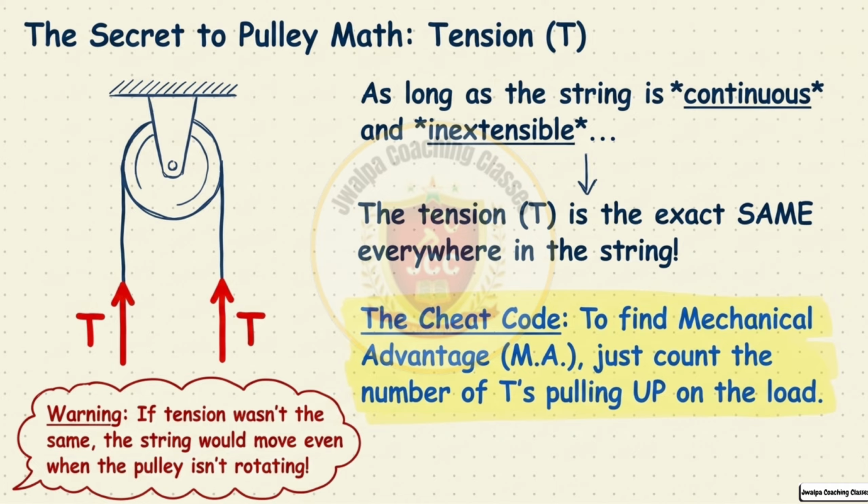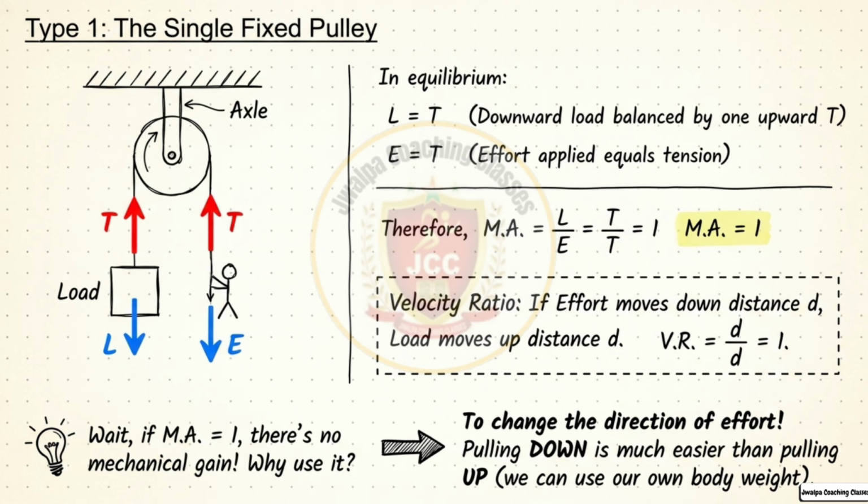Section 2. Fixed versus movable pulleys. All right, here we have type 1, the single fixed pulley. As you can see, the axle is firmly attached to a rigid support right at the top. The load pulls down on one side, and the effort pulls down on the other. In equilibrium, the downward load L is perfectly balanced by one upward tension T. So L equals T. The effort applied, E, also equals T.